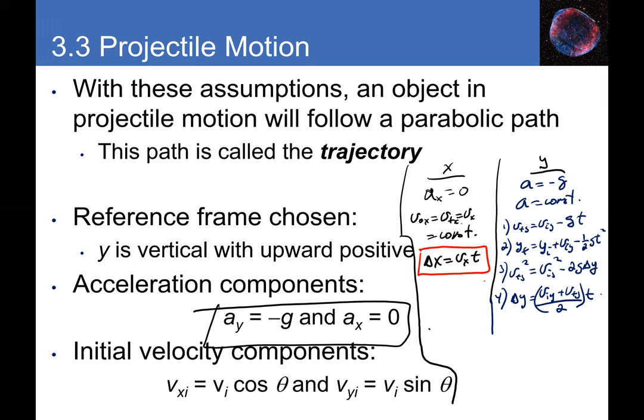That means I have these two separate dimensions, x and y, and I can use each one to describe projectile motion. And then, if I need to at the end, I can combine them. One thing that combines them is time, because time is universal for both axes.